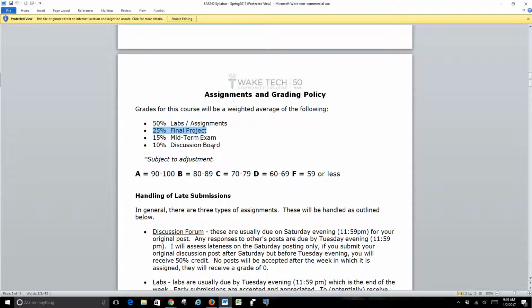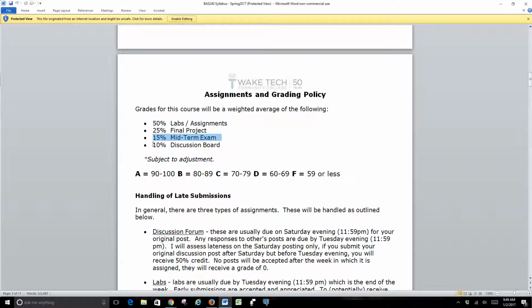The midterm exam is going to be 15% of your grade, so those of you who don't like tests or don't test well, you don't have to stress it too much because it's not going to be a majority of your grade. It'll still count a decent amount, but it's not going to be an overall determining factor.